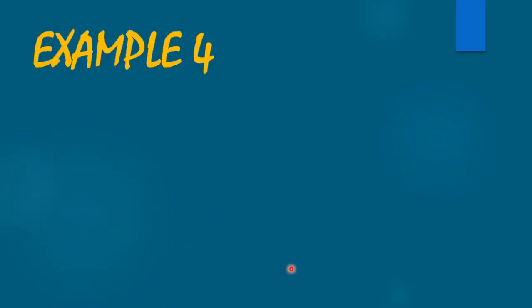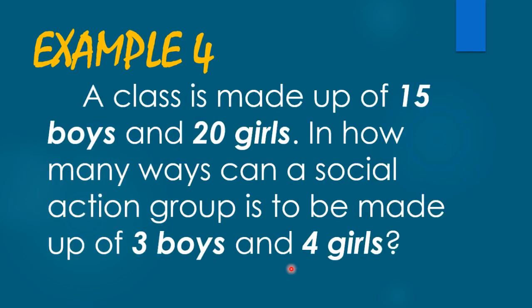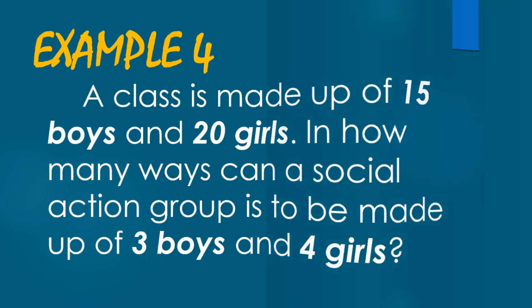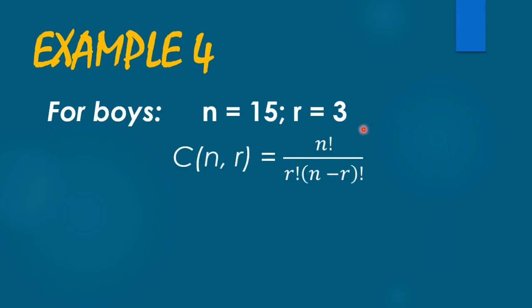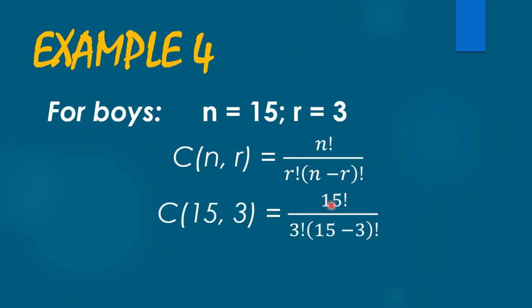So first, we need to take the combination of the boys. Again, the total number of boys will be 15, and from the boys, we need to take 3. So we have a combination of 15 objects taken 3 at a time. Using the formula again, we substitute. We'll have 15 factorial over 3 factorial times 15 minus 3 factorial. Simplifying this expression, we'll get 455 ways.